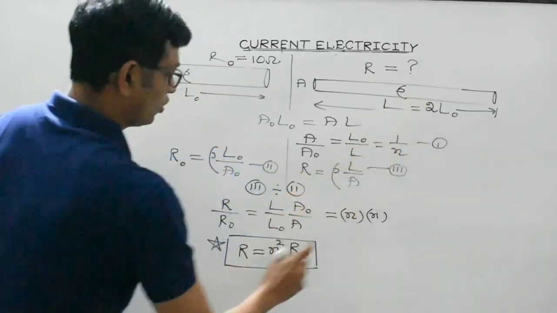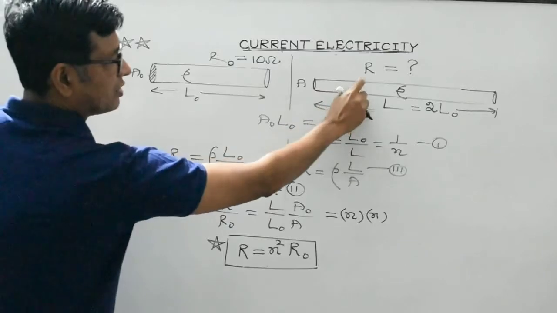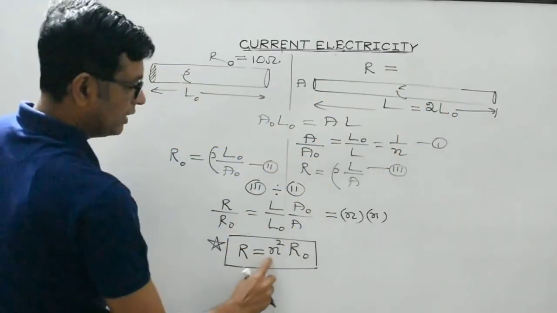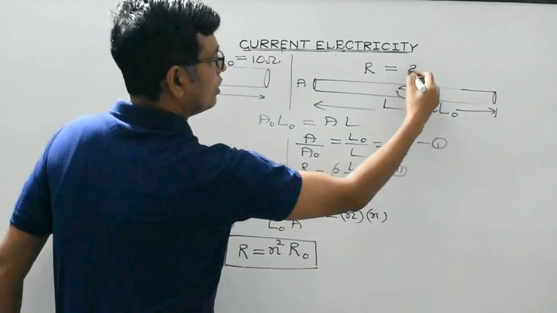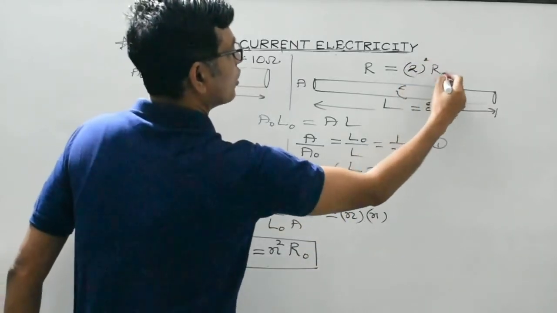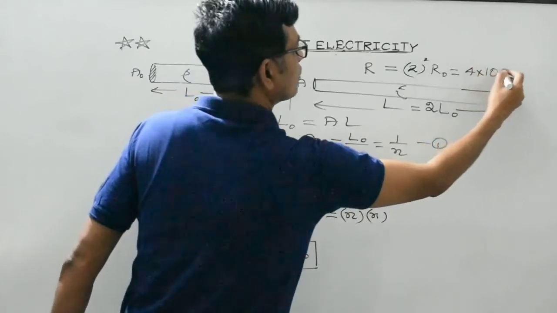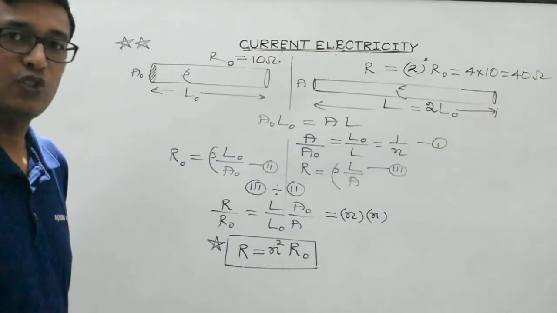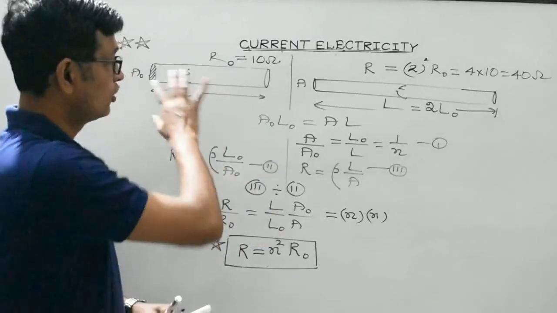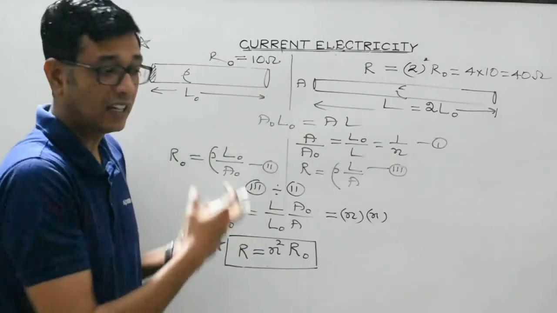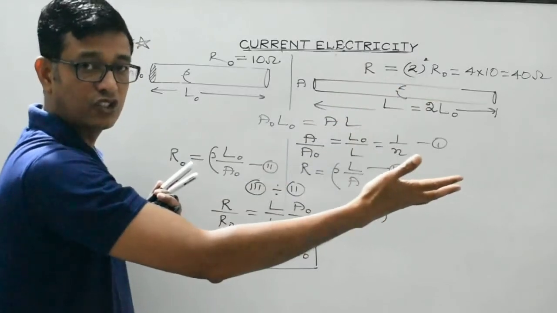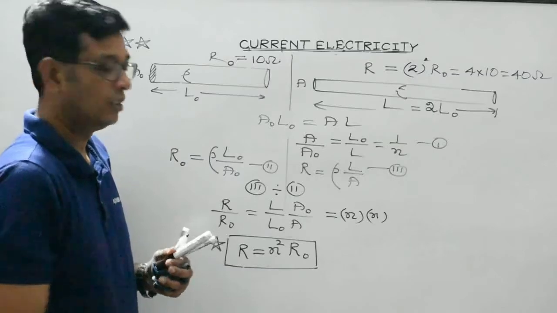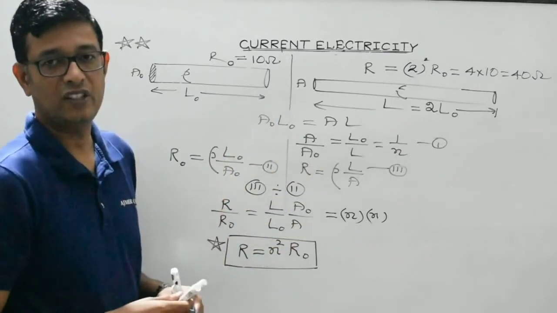So here N is 2. So what is the new resistance of this wire? If it is stretched to twice its original length, it will be given by N square R naught. N is 2. So 2 square into original resistance. So it will be 4 into 10. So it will be equal to 40 ohm. Clear, students? So if the original wire is of resistance 10 ohm and it is stretched to twice its original length, then the new resistance would become 40 ohm. 2 square, that is 4 times the original resistance.